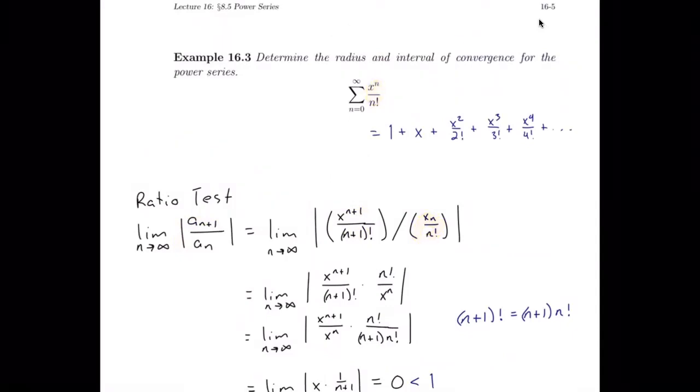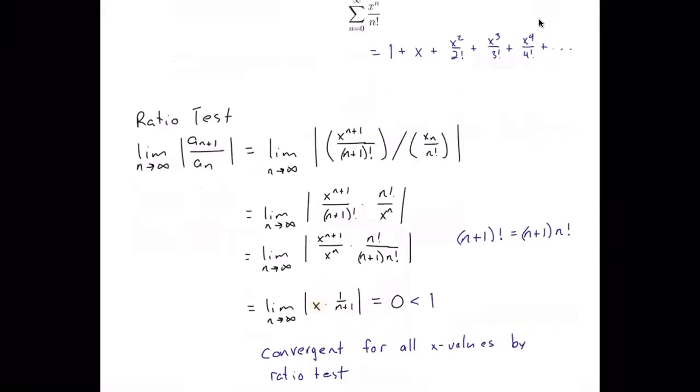And now we want to group the things involving x. First we're handling the division here, so we're multiplying by the reciprocal of the denominator fraction. And then we group powers of x and then expressions involving n. And in doing so, we see that x to the n plus 1 over x to the n cancels to x. So we have this term. And then n factorial over n plus 1 factorial.